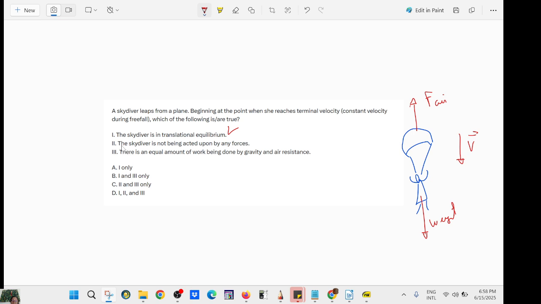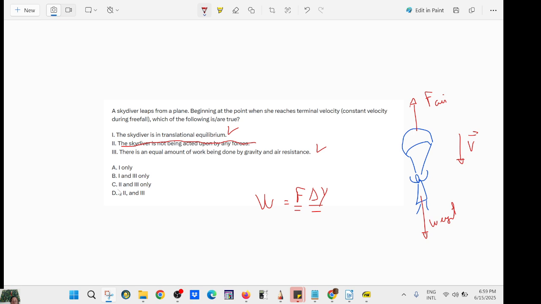It is not being acted on by any force. That is not true. There is an equal amount of work being done by gravity and air resistance. That is true, because work is the force times the displacement. The force is the same, the displacement is the same, so the work done will be the same in magnitude.